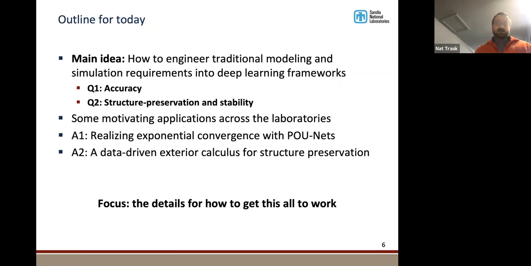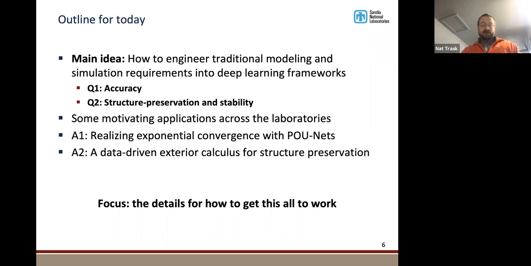So what I'm going to do today is start by mentioning a couple of motivating examples that my group's been working on. These problems have unique requirements in terms of accuracy and structure preservation and stability. So I'll break the talk up to talk about those two things separately.